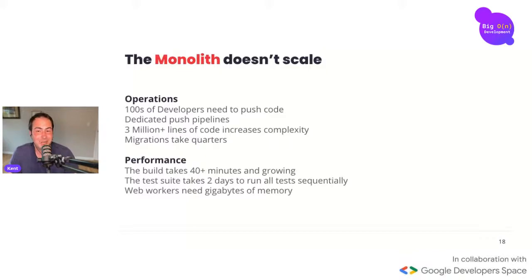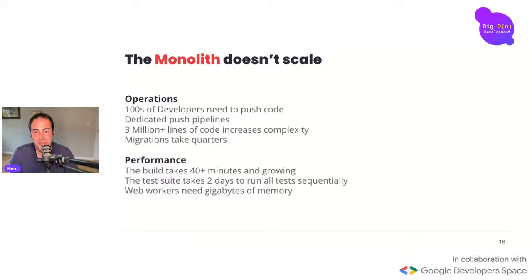Migrations would take quarters. And in fact, we had dedicated people focusing on migrations for the monolith. Performance wasn't great. It would take 40 plus minutes to build the monolith. We have a great stat where it said it would take 2 days to run all the tests sequentially. So it just is not feasible for people to run tests. Obviously, you don't run tests sequentially, but still, there were almost 100,000 tests that needed to run.